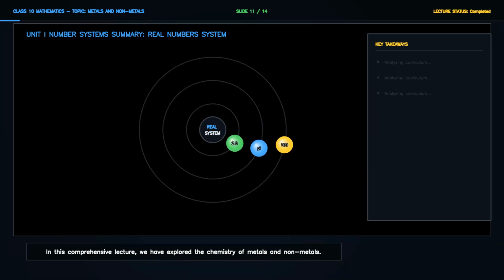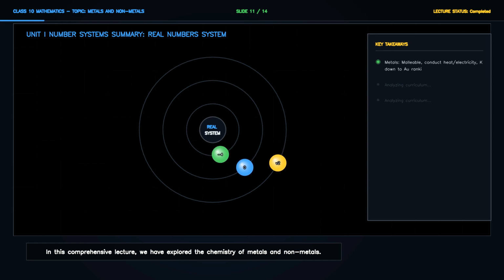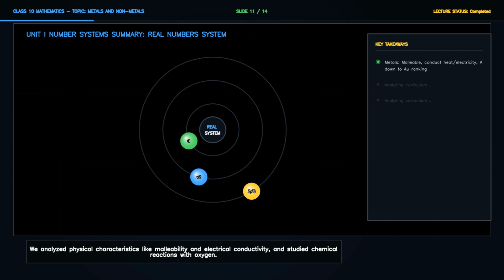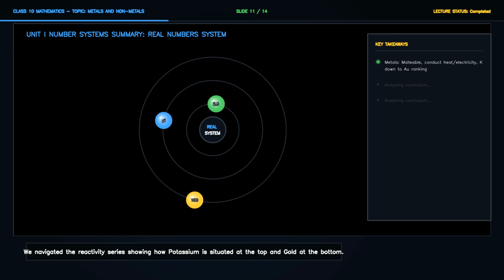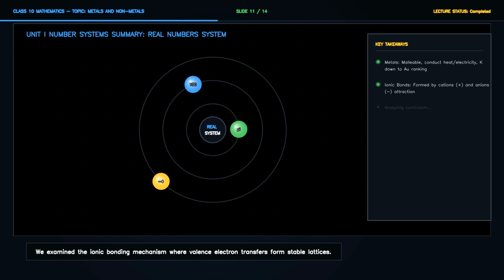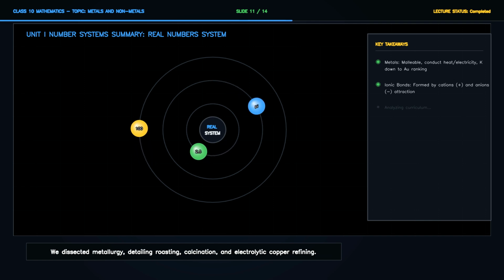In this comprehensive lecture, we have explored the chemistry of metals and nonmetals. We analyzed physical characteristics like malleability and electrical conductivity and studied chemical reactions with oxygen. We navigated the reactivity series, showing how potassium is situated at the top and gold at the bottom. We examined the ionic bonding mechanism, where valence electron transfers form stable lattices.